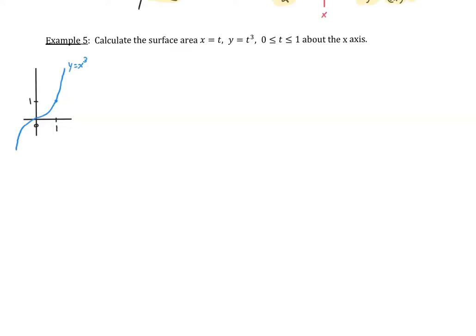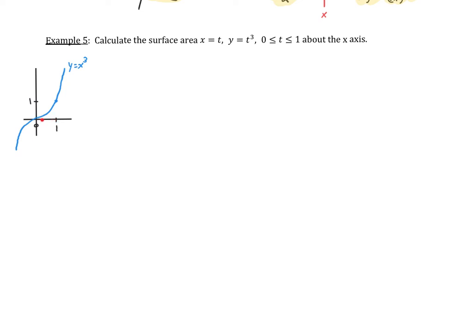Okay, so here's example 5. It says calculate the surface area, and then they give us this parametric curve. I can see that x is equal to t. So that's really basically saying x is identical to the independent variable. So if I made a substitution of x for t, I would get y is equal to t cubed. And we're having t go from 0 to 1 about the x-axis.